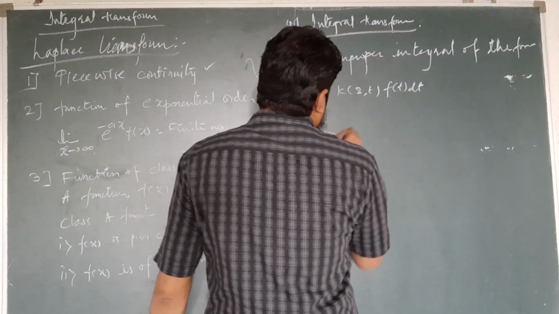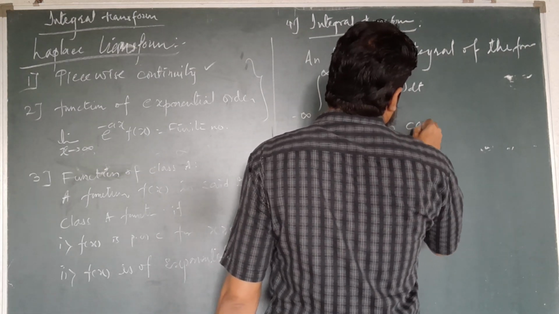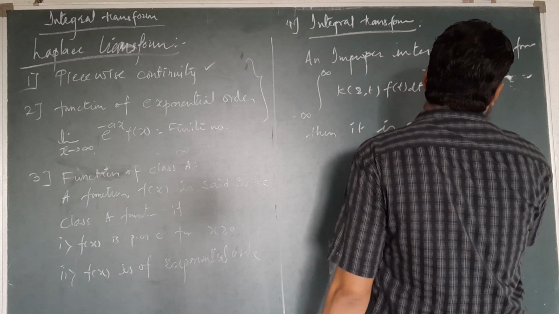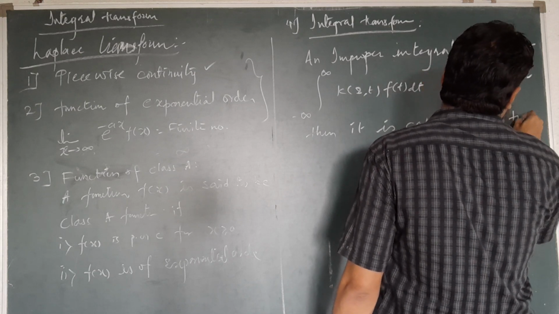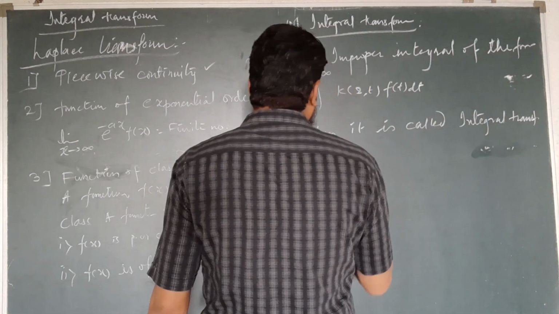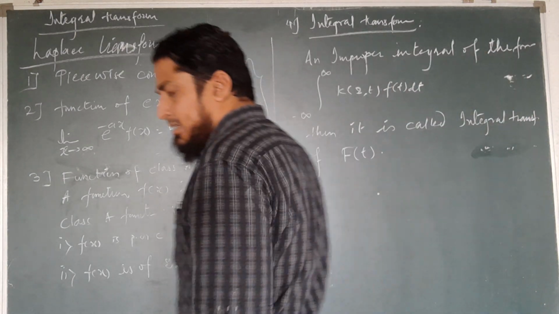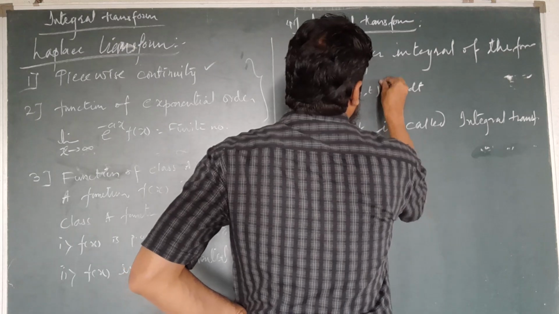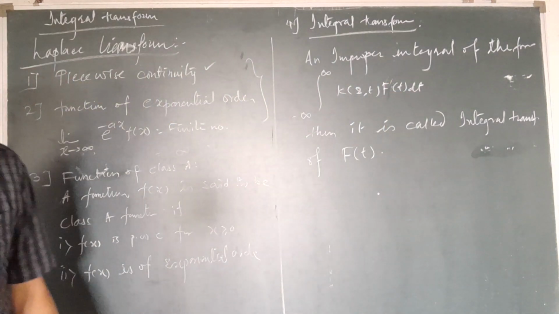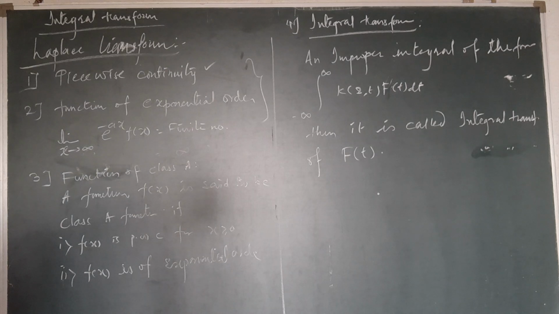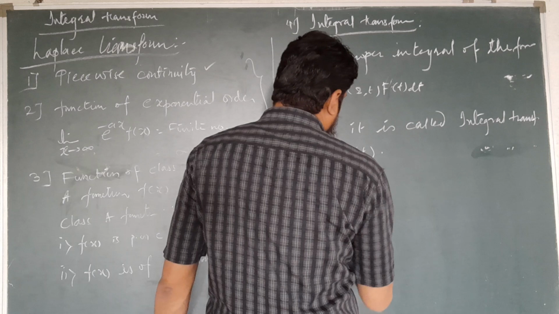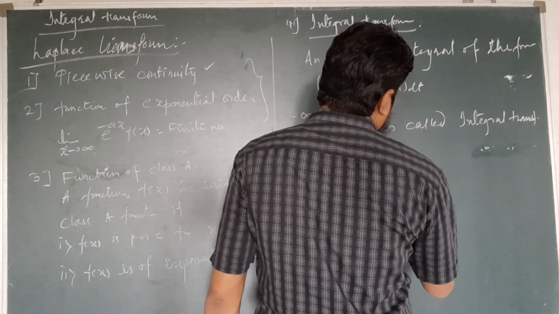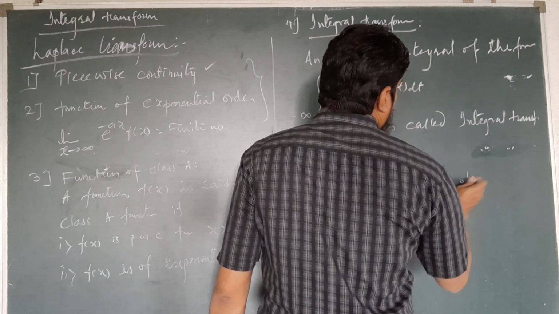It is called the integral transform of f of t. Here k of s, t is the kernel function.